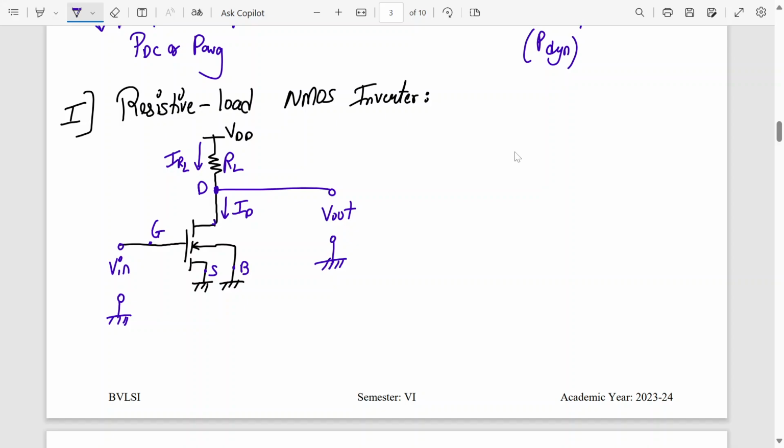So which is the transistor used over here? NMOS driver transistor, enhancement type. Yes or no? Which is the load over here? Linear resistor. It's a linear resistor, right? Why linear? Because V equal to IR is followed. Ohm's law is followed over there. Transistor is a non-linear device. This is non-linear.